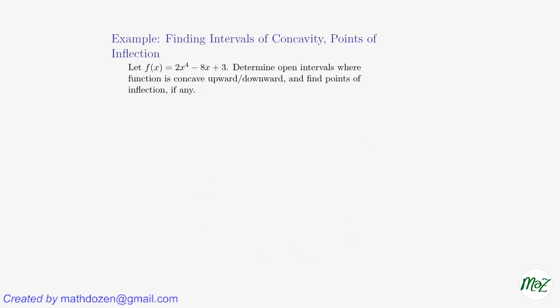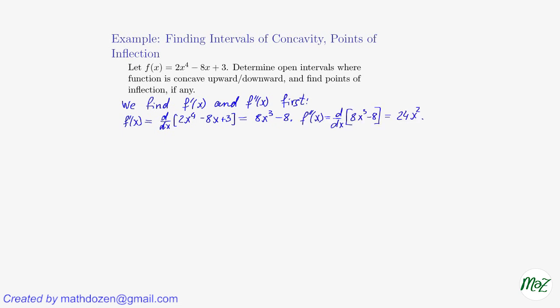Let's work on another example. This time let's take the function 2x to the 4th minus 8x plus 3 and find any open intervals where the function is concave upward or concave downward, and points of inflection. So as usual, we find the first and second derivative. The first derivative is the derivative of 2x to the 4th minus 8x plus 3. We arrive at 8x cubed minus 8. Then we take the derivative of that, and arrive at 24x squared.